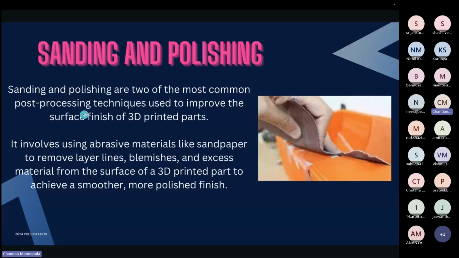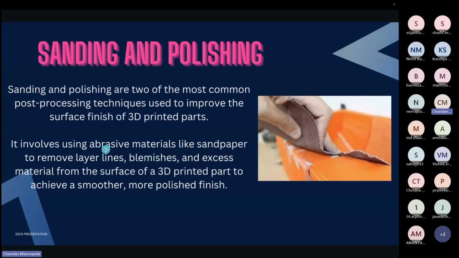So sanding and polishing are two of the most common post-processing techniques. These are used to improve the surface finish. So we do sanding and polishing to give a good finish for the given 3D model. It involves using abrasive materials like sandpaper to remove layer lines and blemishes. But remember one thing, sandpaper can't be used on every 3D model. The 3D models built from hard materials can only be rubbed with sandpaper because it is too abrasive.